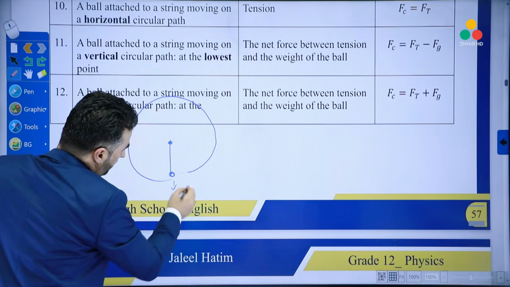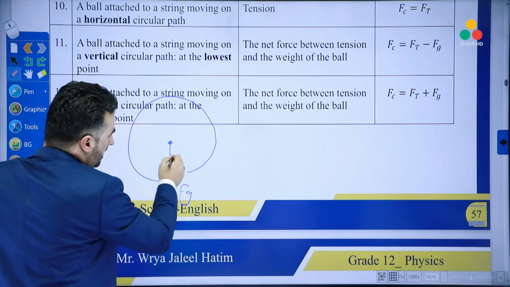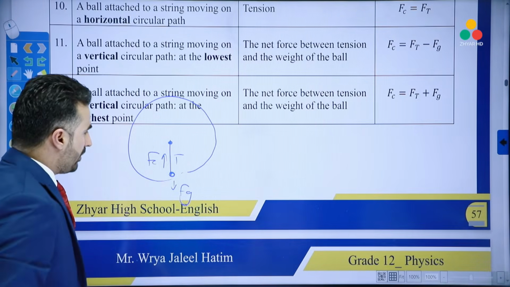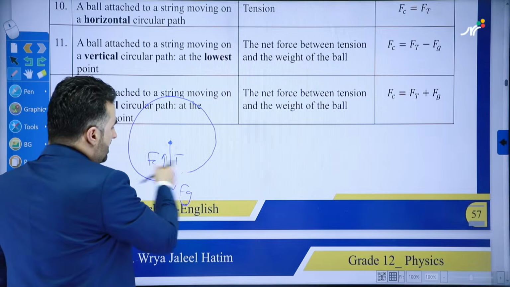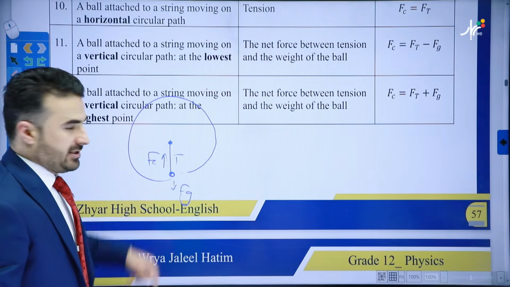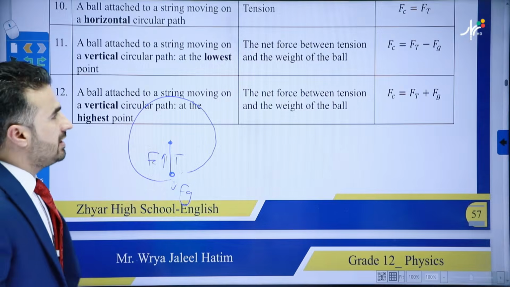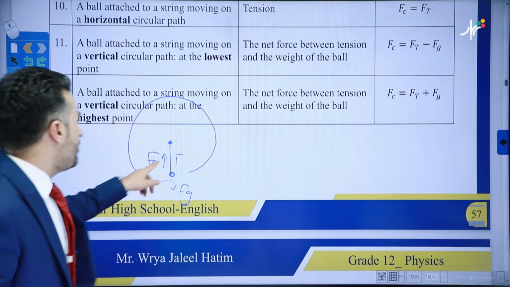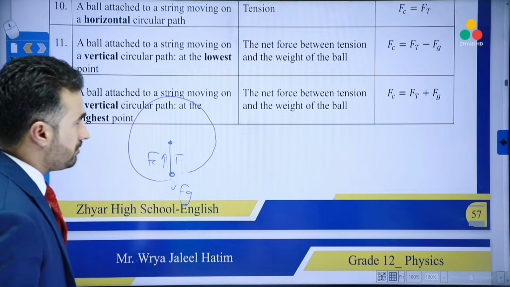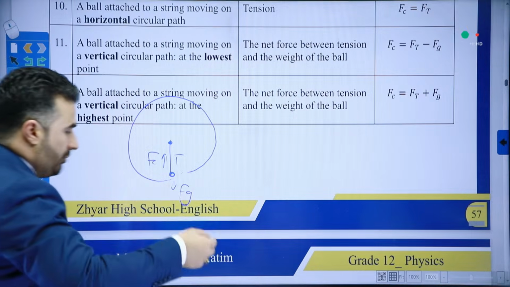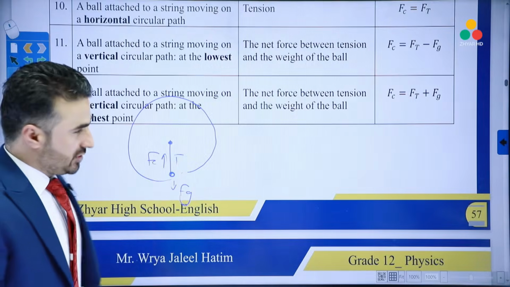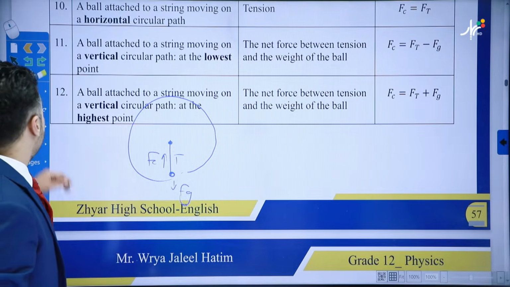So you can see force of gravity is downward, tension is upward, yeah? And of course, we know that centripetal force is upward as well. So if you're willing to find centripetal force, then it equals tension minus gravitational force, as you can see over there. And remember, if you want to find tension force, then you will have to move force of gravity to the other side, so tension equals centripetal force plus the gravitational force.